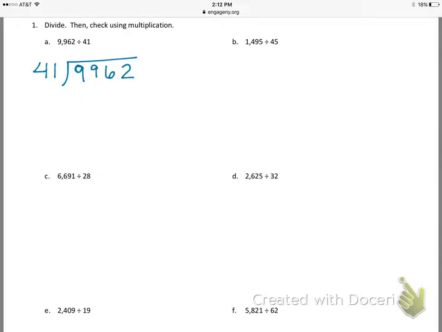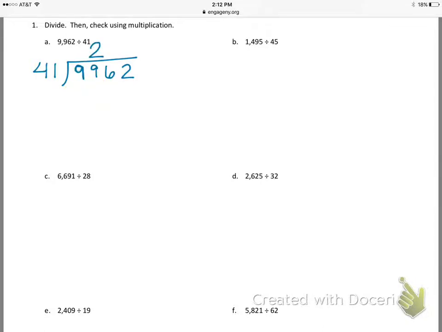The very first thing I look at is my first digit in my dividend, or my whole number, the 9. And I think to myself, does my 41 go into the 9? And it doesn't, of course. And so then I extend one more digit to the 99. Does my 41 go into the 99? Absolutely. And this is when I use my powers of estimation and think 41 is close to 40. If I was going to count up by 40s, 40, 80, that's kind of close to 99. The next one would be 120. That's much farther away. So I'm going to say I can go into 99 about 2 times.